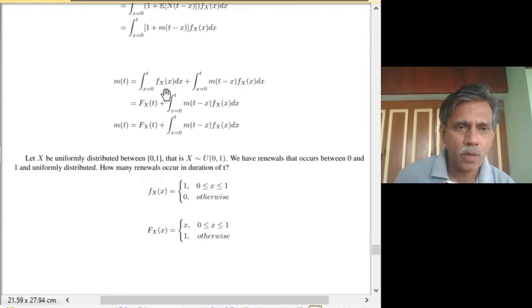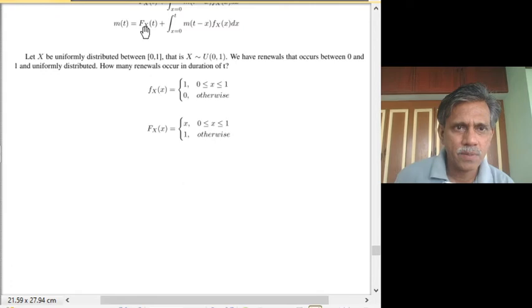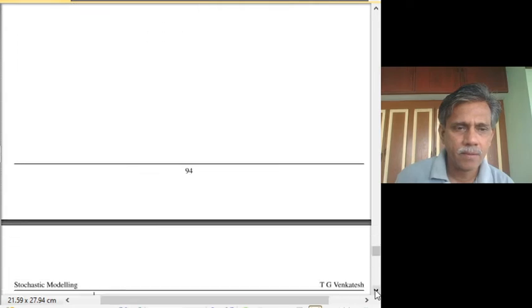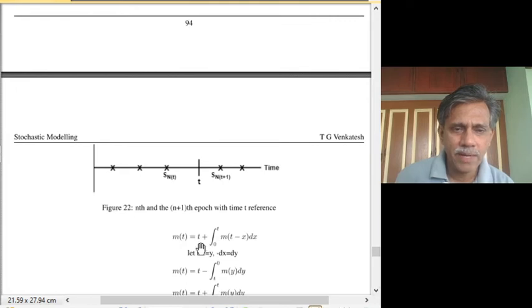So let us make use of this and substitute it here to get a formula for m of t. Here, at the time t, if you put it, it will be just t, and here this will become 1. So we get m of t equal to simply t plus the integral from 0 to t of m of t minus x dx. Okay, so this is what you would get.